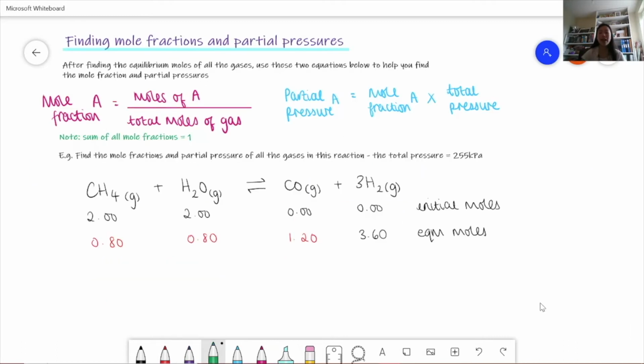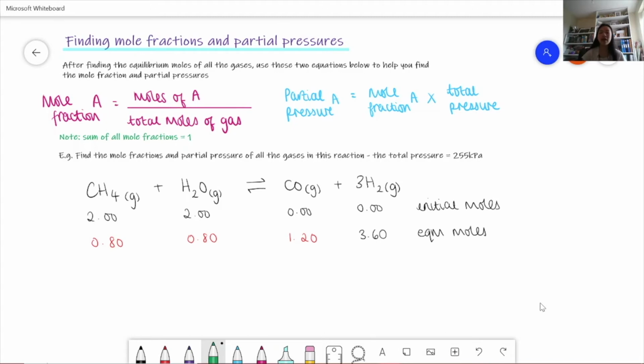Now we're going to look at how to find the mole fractions and partial pressures. So first of all, if you've forgotten how to calculate equilibrium moles, then I'd suggest you quickly look back at the Kc videos and find out how to calculate the equilibrium moles before you come back to this video. So after finding the equilibrium moles of all the gases, we use these two equations below to help us find the mole fractions and partial pressures.